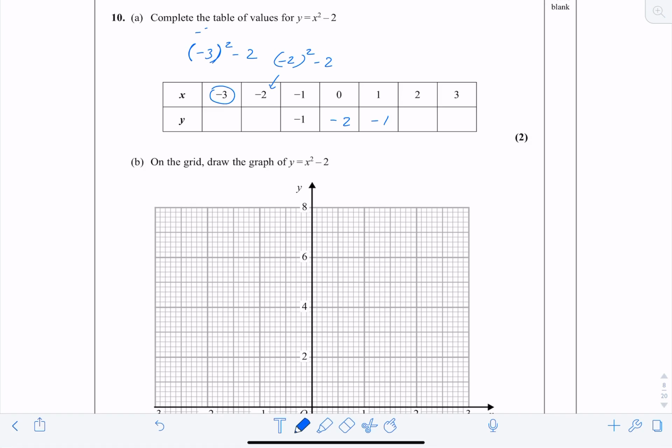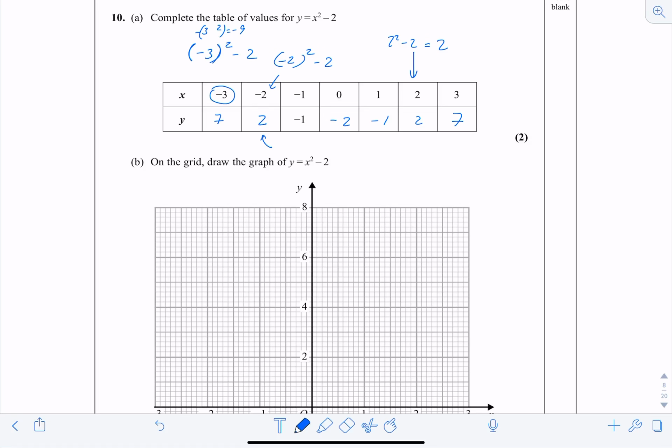If you don't put the brackets in, you get -3 squared, which is -9, which you don't want. You want (-3) squared. (-3) squared is 9. 9 minus 2 is 7. And then here, 4 minus 2 is 2. And then the rest are going to be the same. Okay. And I figured that out when I got to this one right here, because I thought, well, 2 squared is 4 minus 2, which equals 2, and that wasn't the same as this one over here.